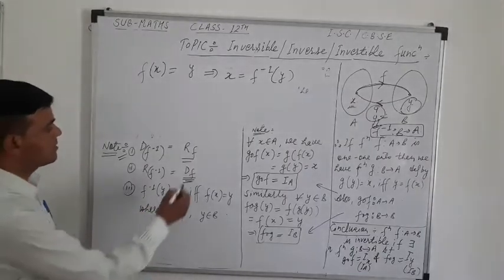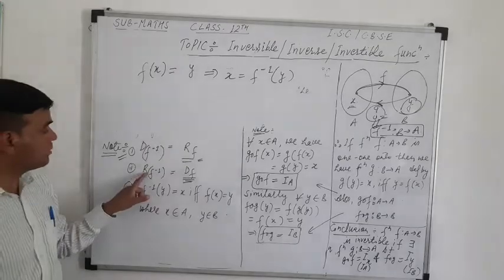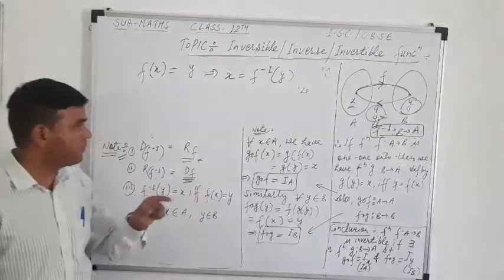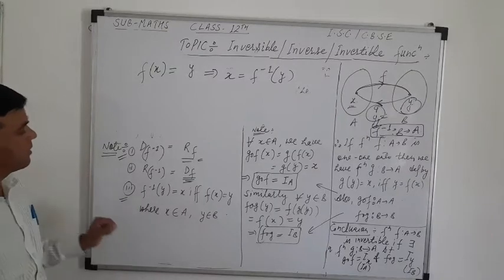So you can easily understand from here that the domain of the inverse of the function is Rf, the range of the function, and the range of the inverse of the function is the domain of the function f. From the figure you can easily understand. Now you can see the third point, it is very clear to you.